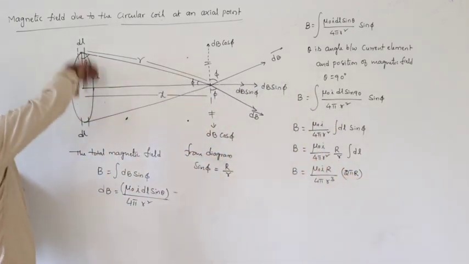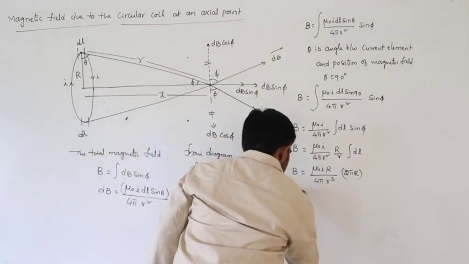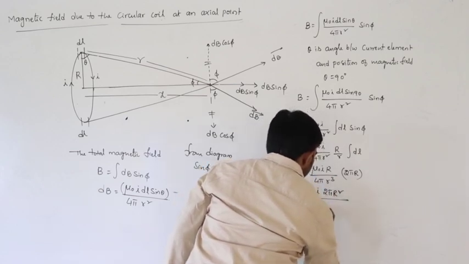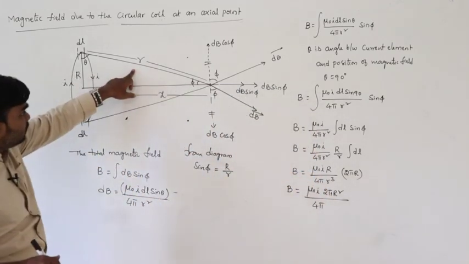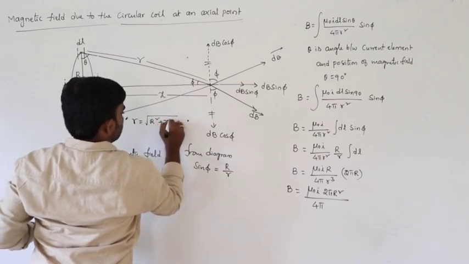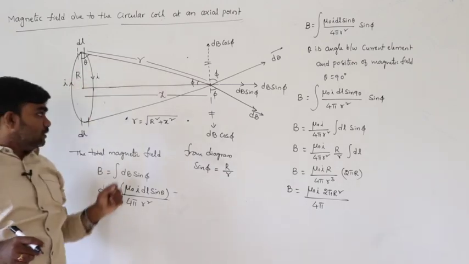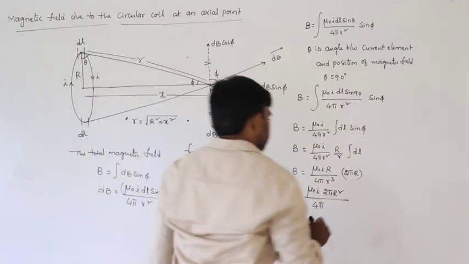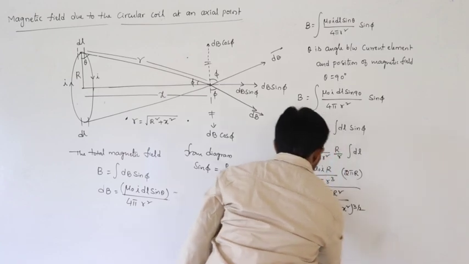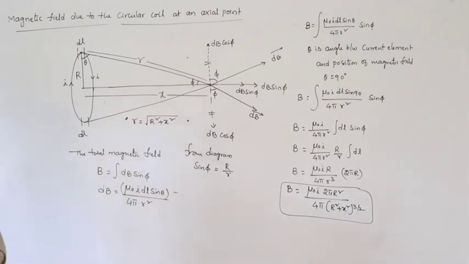The integral of dl is nothing but the total length of the circle, which is 2 pi R. So this can be written as B is equal to mu naught I 2 pi R square divided by 4 pi into r, where r is the square root of R square plus x square, by Pythagoras theorem. So it is R square plus x square whole power 3 by 2. This is the magnetic field associated with the circular coil at an axial point.